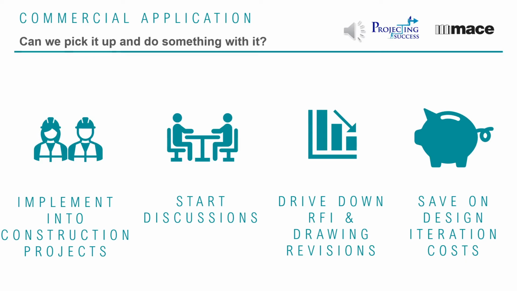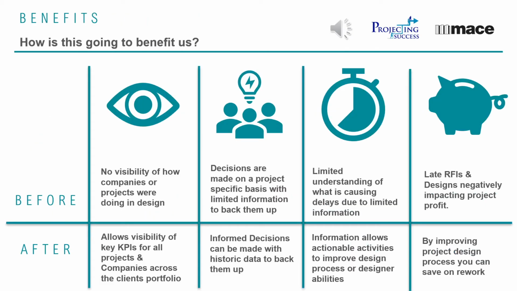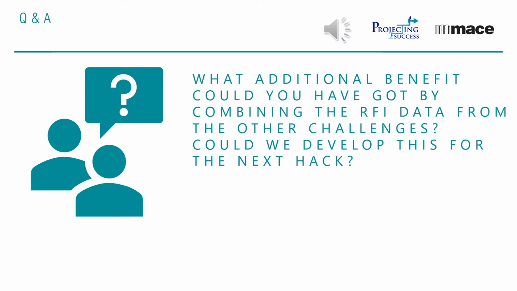This will help save on design iteration costs and drive down RFI and drawing revisions, ultimately costing the projects time and money. Our solution improves visibility of designer and project performance. In turn, this will allow projects to make informed decisions to improve the design process or designer abilities, which should improve project profitability. We were aware that RFIs was the main topic of other challenges. However, we made the decision to only focus on the Challenge 7 dataset to make sure to satisfy the client's expectations.